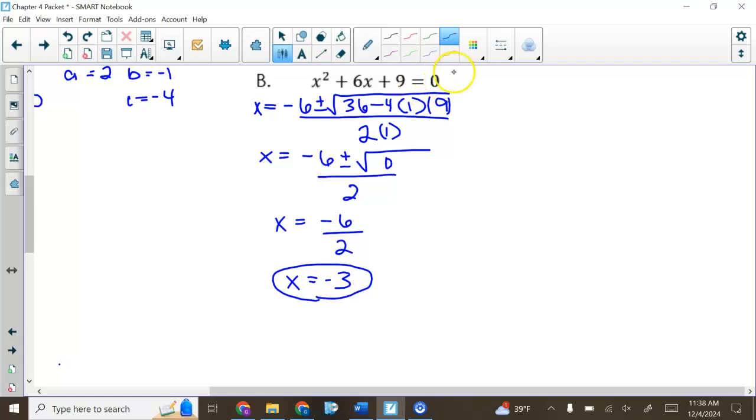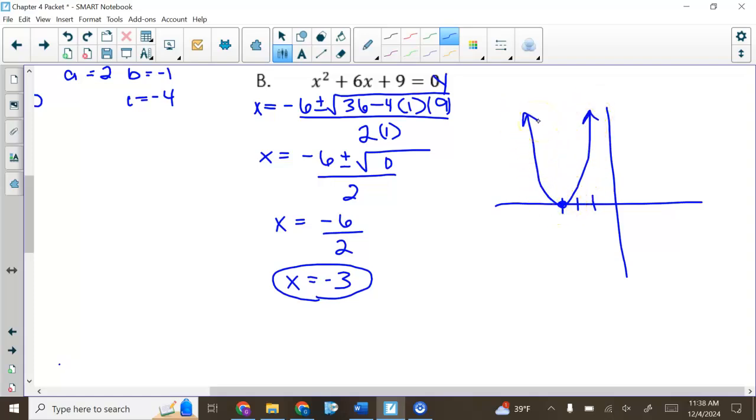So now if that was set equal to y and I wanted to go back and graph that, the reason you're only getting 1 answer is because that is the vertex. So if I would graph that from there, it would look something like that. Okay. All right, let's go to C.